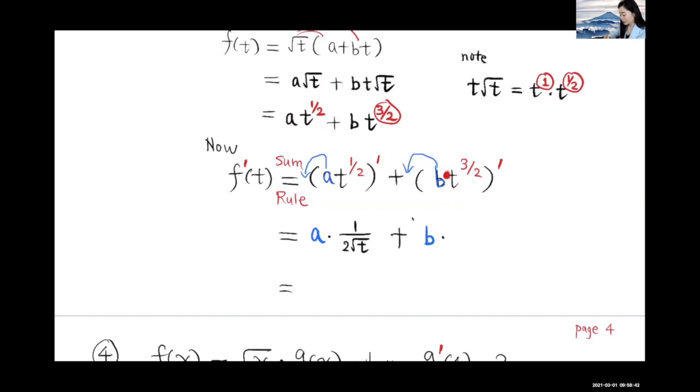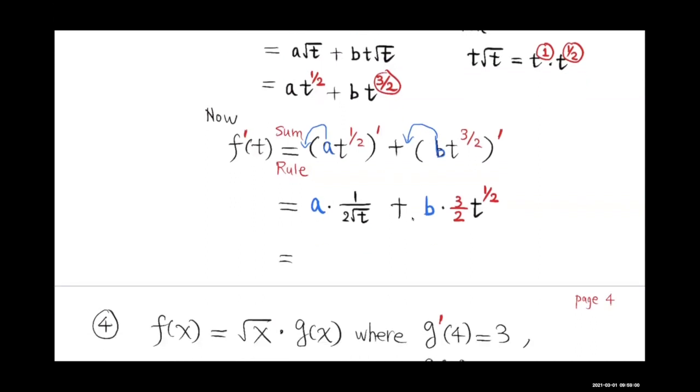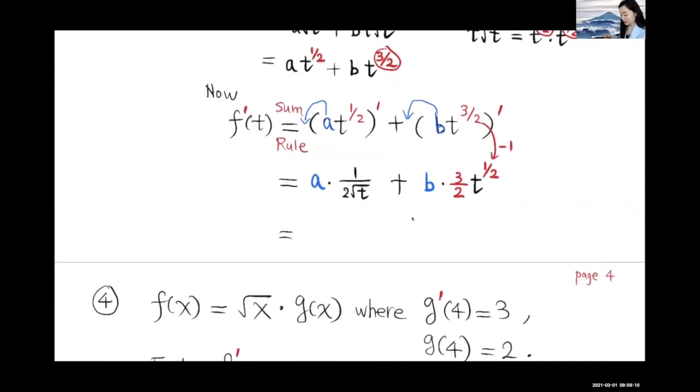The derivative of this will use the power rule. So we get 3/2 power, times t to the what power? 1/2. Yes, you got it. So the exponent here decreased by 1, right? Now let's rewrite this. Use this common denominator.